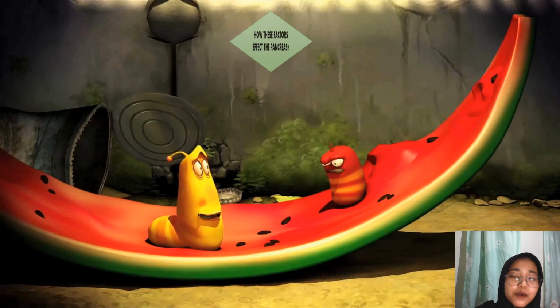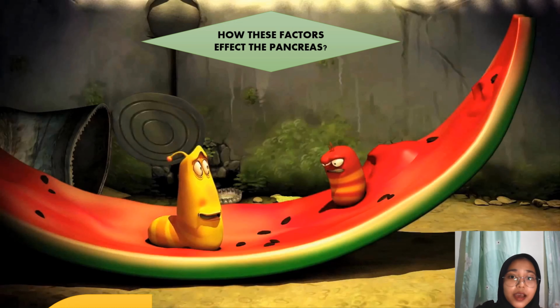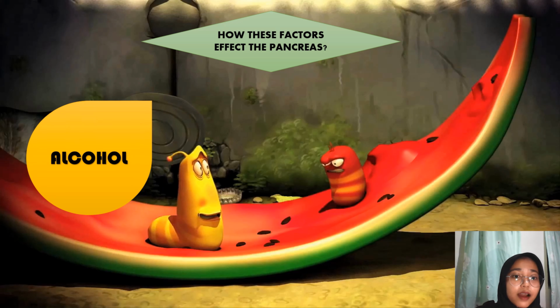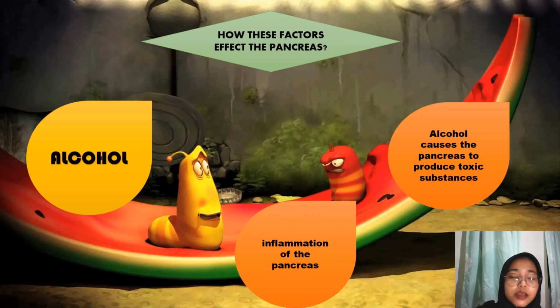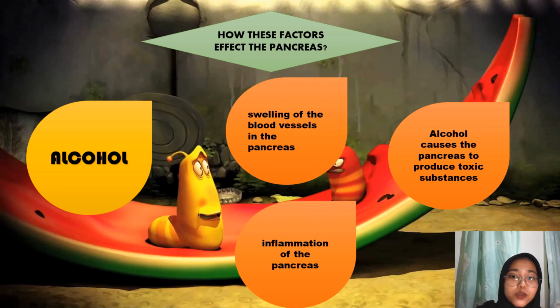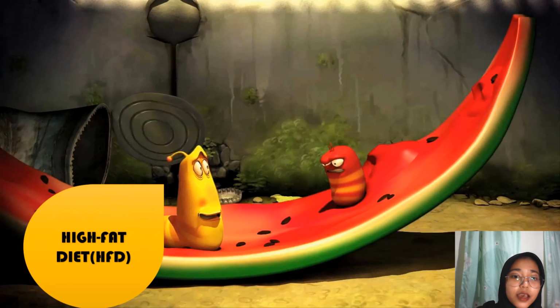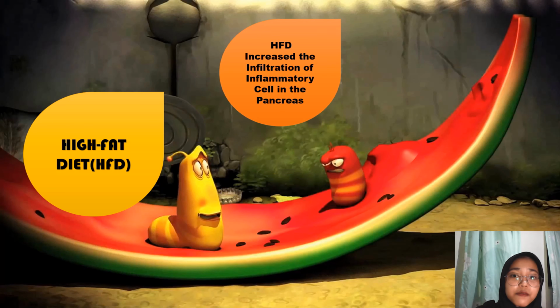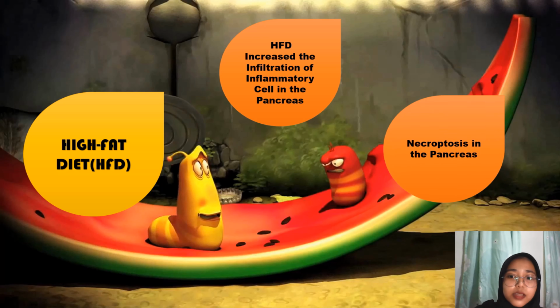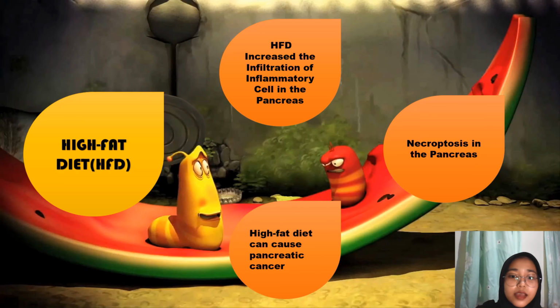So how do these factors affect the pancreas? Let's take a look at alcohol. Alcohol causes the pancreas to produce toxic substances, inflammation of the pancreas, and swelling of the blood vessels in the pancreas. How about a high fat diet? HFD increases the infiltration of inflammatory cells in the pancreas, and necroptosis in the pancreas. A high fat diet can cause pancreatic cancer.